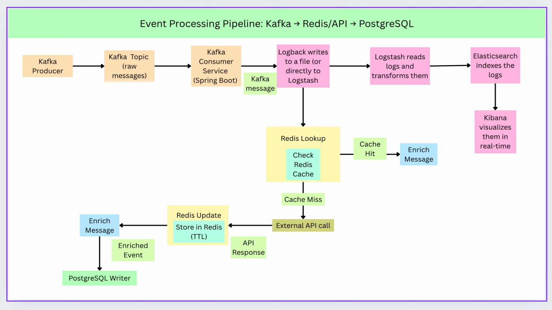When Redis doesn't have the data, we call an external API, for example, a user profile lookup. We use Spring WebClient or RestTemplate for the call. We apply best practices here: retries, timeouts, and circuit breakers using Resilience4J. Once the response comes in, we cache it in Redis with a TTL and use it to enrich the message.